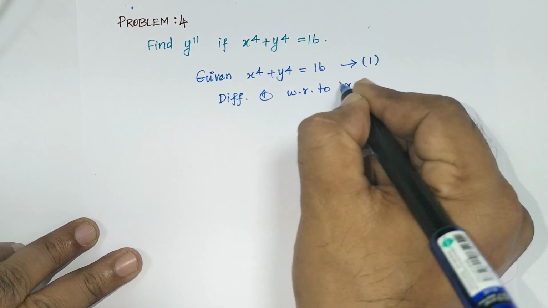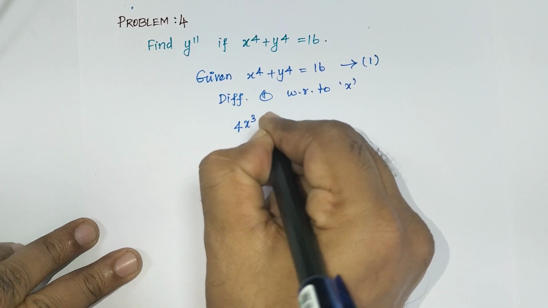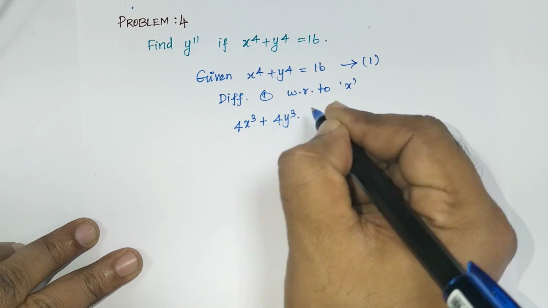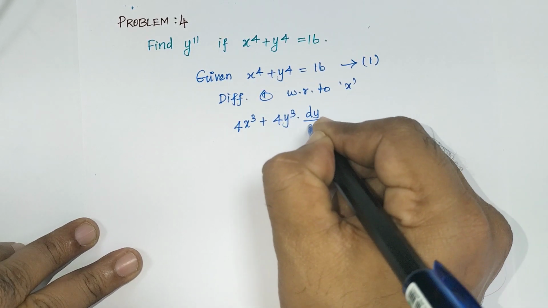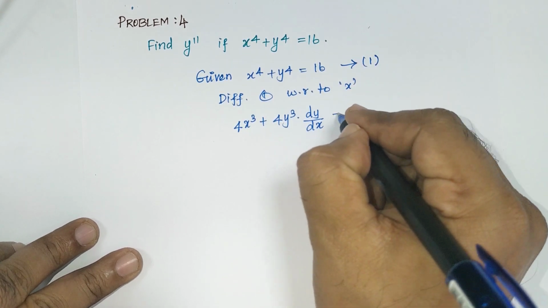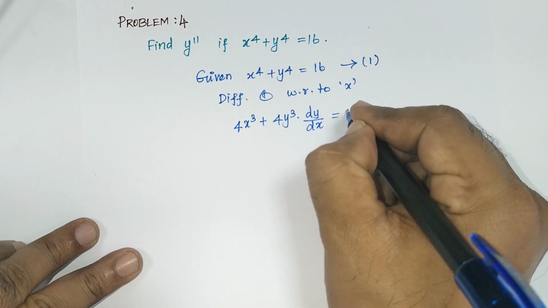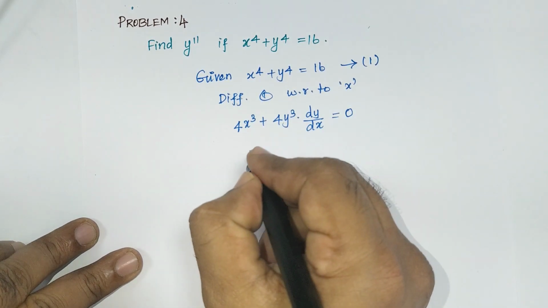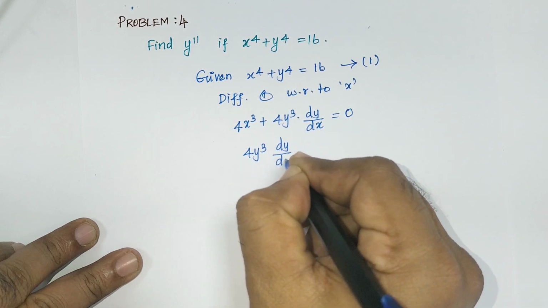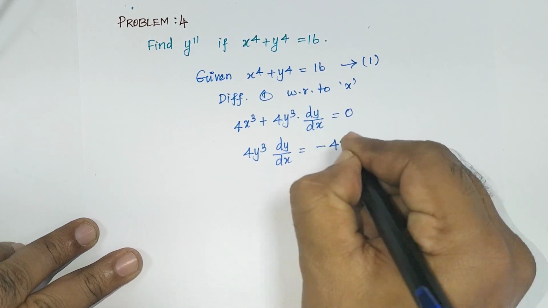x. So x power 4 differentiation is 4x cube, y power 4 differentiation is 4y cube into dy by dx. Whenever you are differentiating a y term with respect to x, you should always write this dy by dx. On the right hand side there is no term, this is a constant, so we will put 0. Okay, so from this I will write 4y cube dy by dx equal to, shift this 4x cube to the right hand side, you get minus 4x cube.